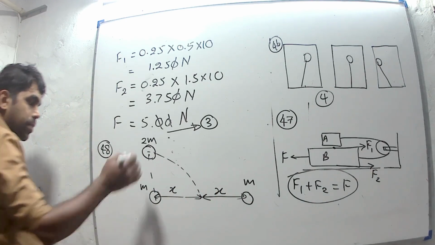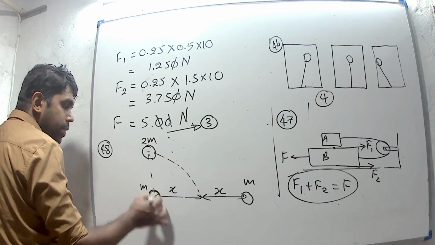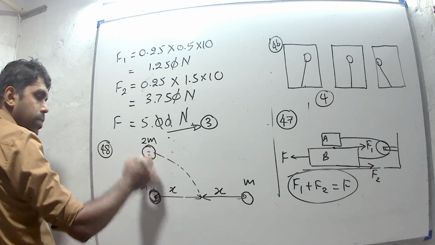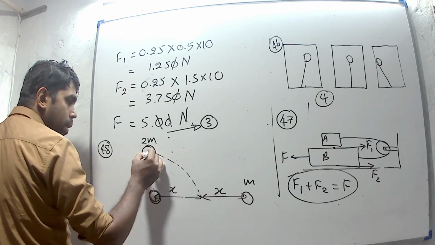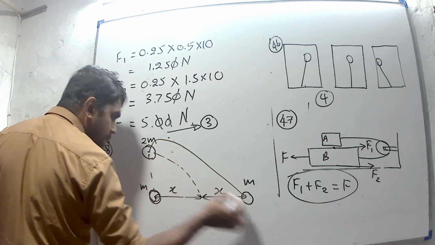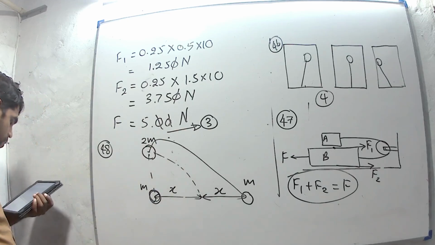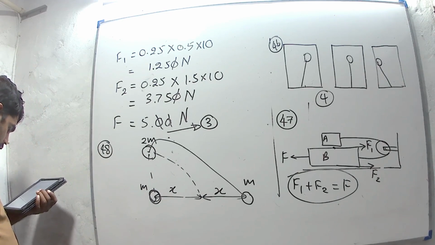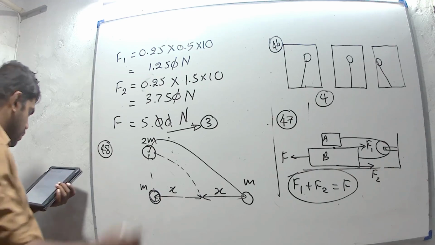But when considering this part, there is a vertical downward velocity. Therefore, this part should move in a path like this. It should have a vertical upward, upward initial velocity. Then we can get the fourth one as the correct answer for question number 48.